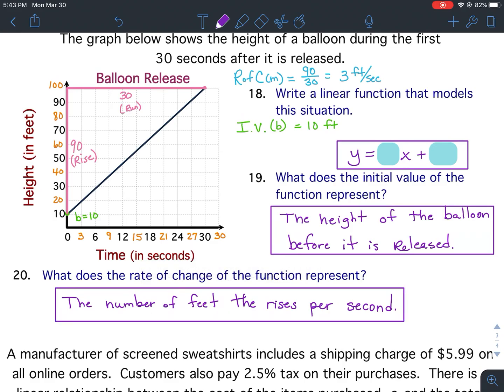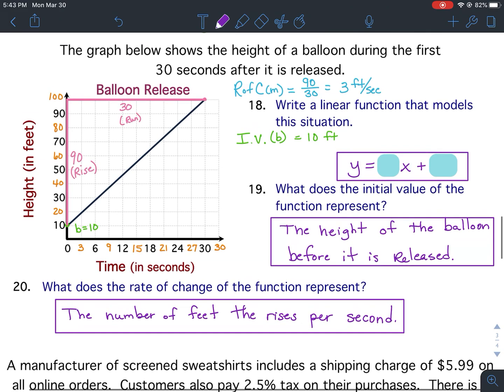And that is it for number 20. If you have any questions on 18, 19, and 20, and don't forget to finish writing your equation for 18, if you have any questions on these three problems, please do not hesitate to ask.